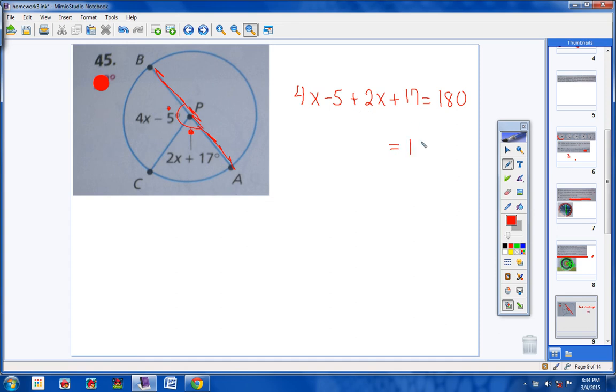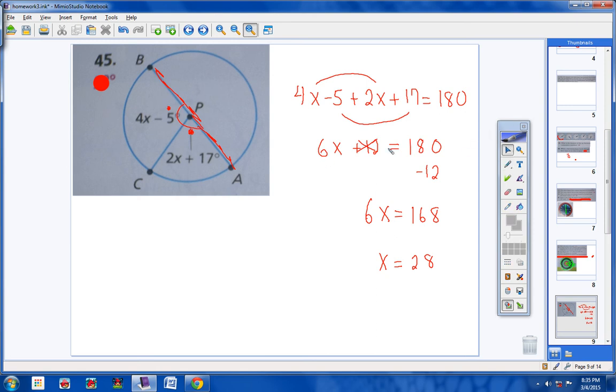The right side is already simplified. The left side would be 6x, 2x plus 4x, and then positive 12, negative 5, positive 17. If you struggle with that, use your calculator. Now bring your positive 12 over and make it a negative 12, and you're left with 6x equals 168. Then divide both sides by 6, and x equals 28. Now, did they tell us to find the value of x? Yes, they did. So it is 28. Alright, moving on to 46.